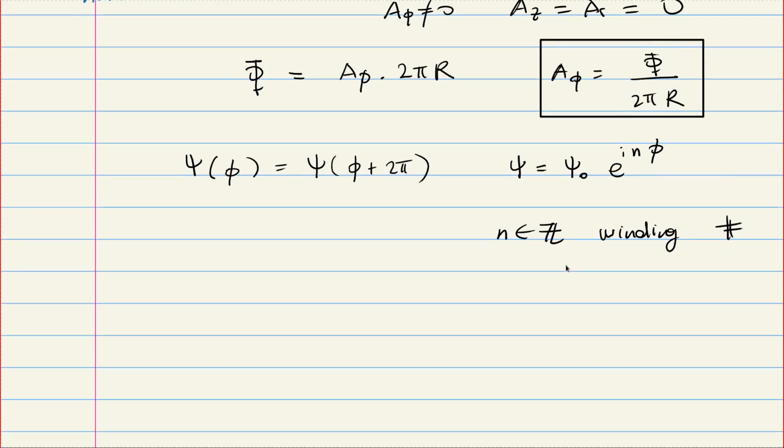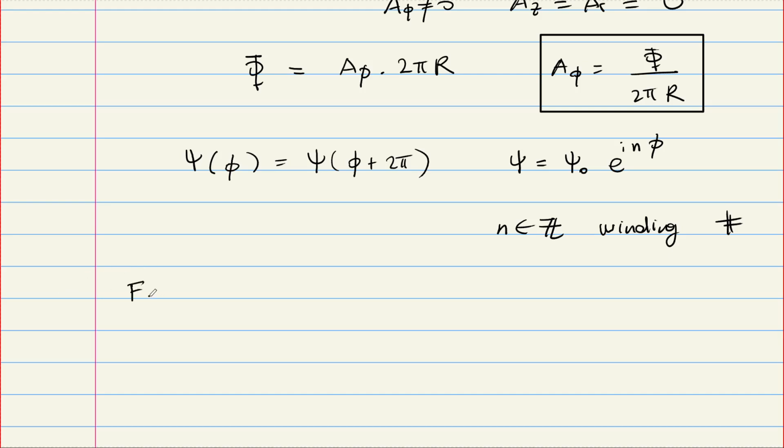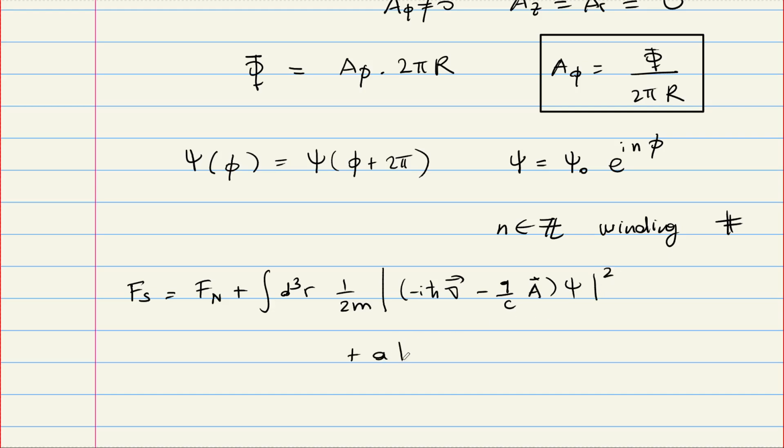Now let's put all of these in the Ginzburg-Landau action. So this F superconductor is going to be equal to F normal plus some d cube r, 1 over 2m, minus i h bar gradient minus q over c A, psi squared, plus a psi squared plus 1 over 2 b psi to the fourth, and I have 1 over 8 pi B squared. But this entire thing is in the same integral.